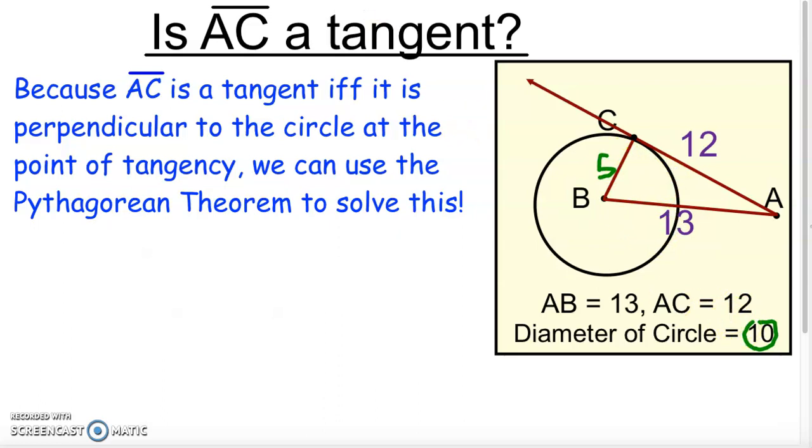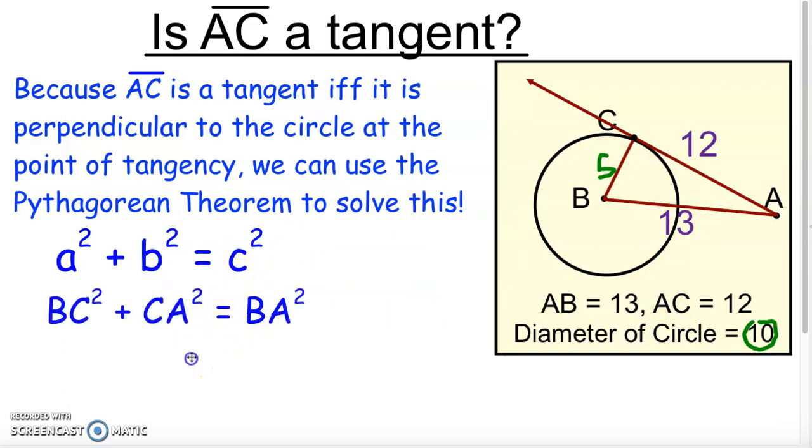In order to check for tangency, I use the Pythagorean theorem. So a squared plus b squared equals c squared. So 5 squared plus 12 squared, to see if that equals 13 squared. If it does, I have a right angle here. And if I have a right angle here, then I have a point of tangency because I have perpendicularity.